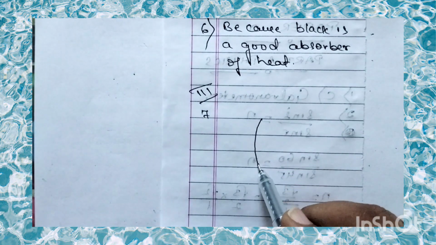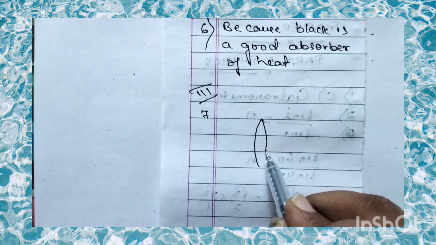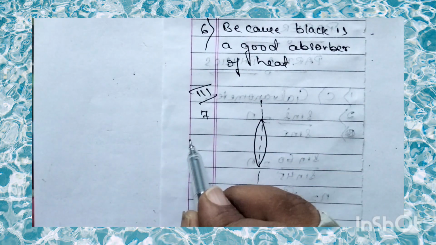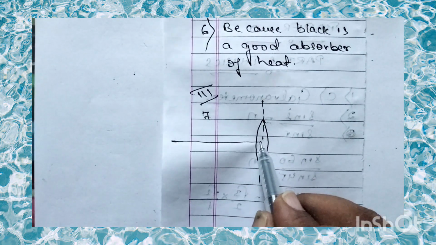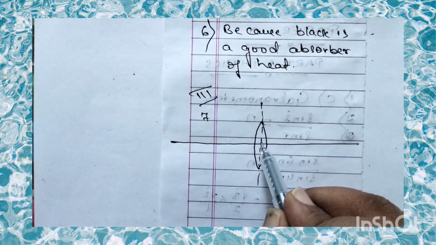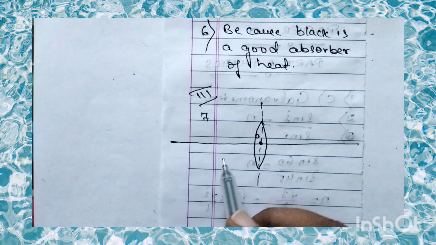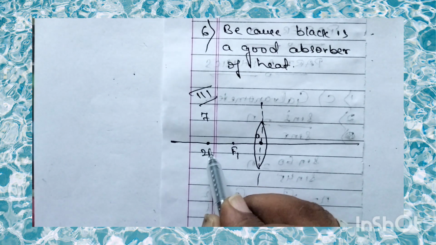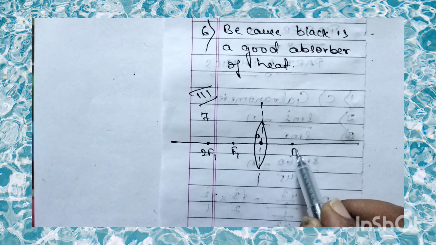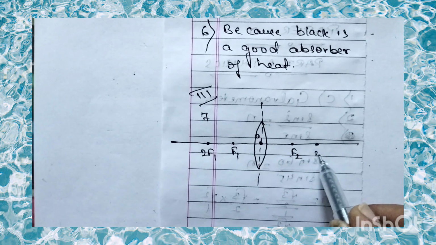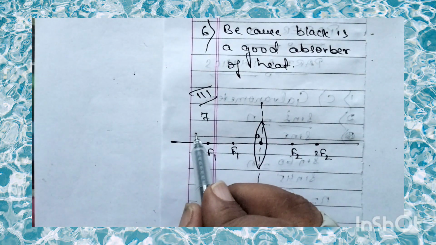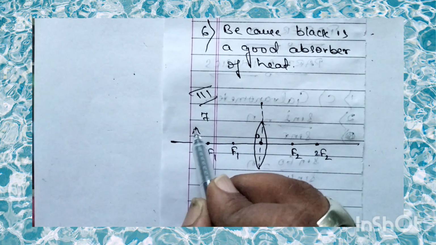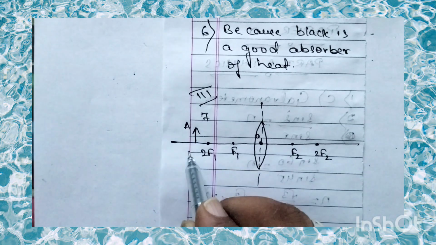So this is the lens, and this is the principal axis, and this is called the optic center O. So this is principal focus f1, this is 2f1, here it is f2, and this is 2f2. The object should be placed beyond 2f1. So AB is the object.